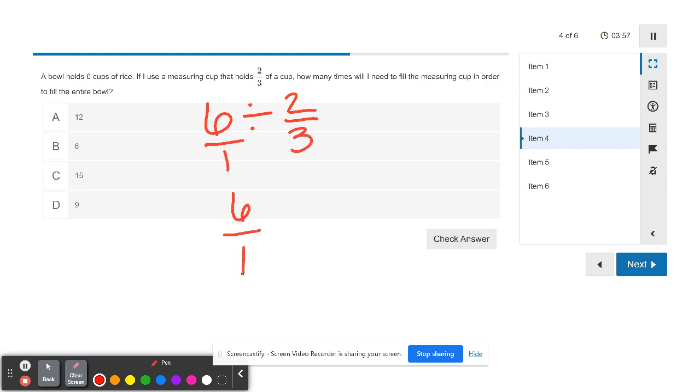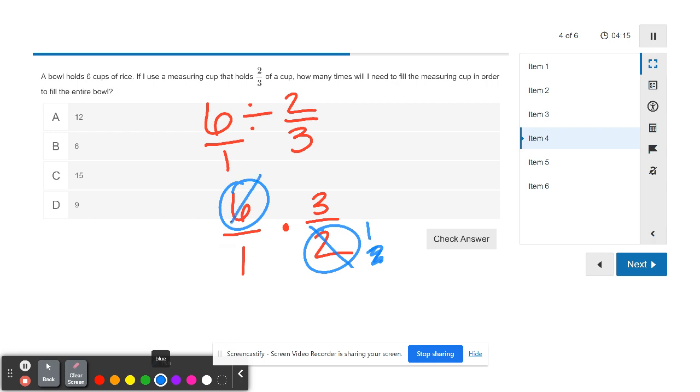Keep the first, change the sign, flip. You'll also notice that there's an opportunity here for some cross canceling to take place. We know that 6 and 2 share a factor of 2. So 2 divided by 2 is, not 2, is 1. And 6 divided by 2 is 3. And now when you multiply straight across, you get 3 times 3, which is 9, and 1 times 1, which is 1, making our answer just 9. So we should have gotten D, 9, as our answer.